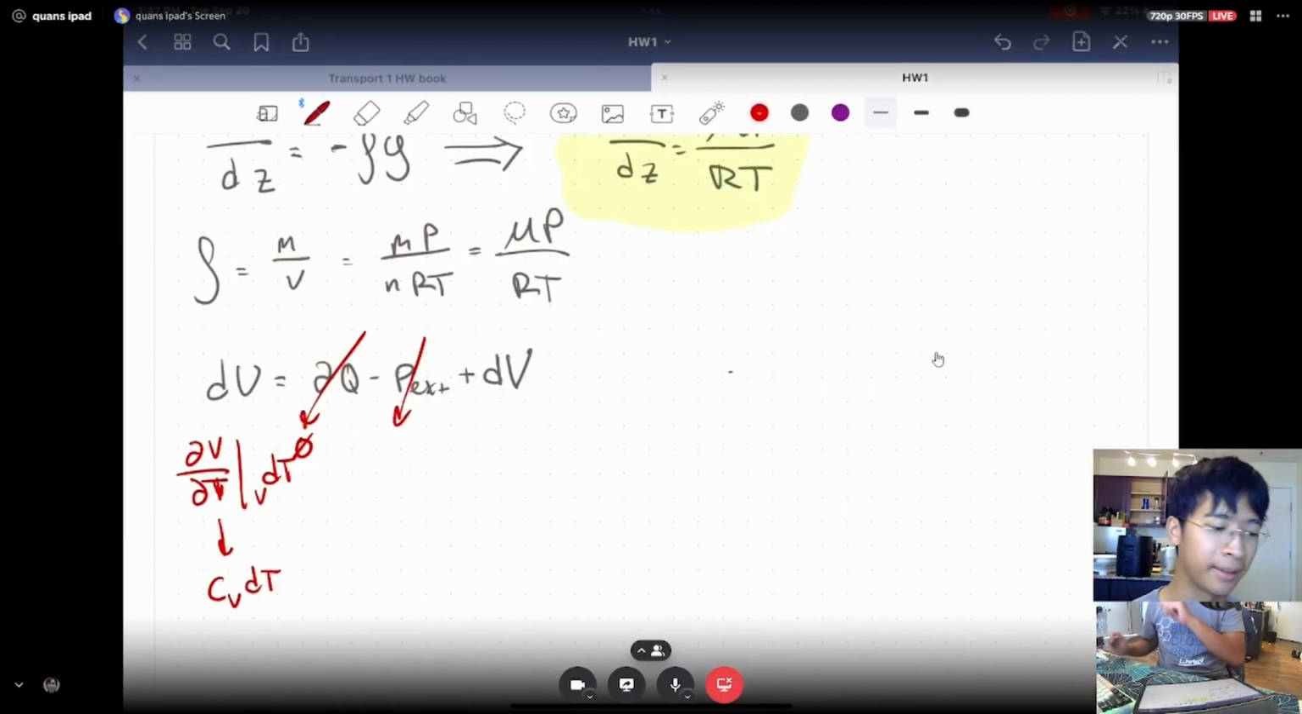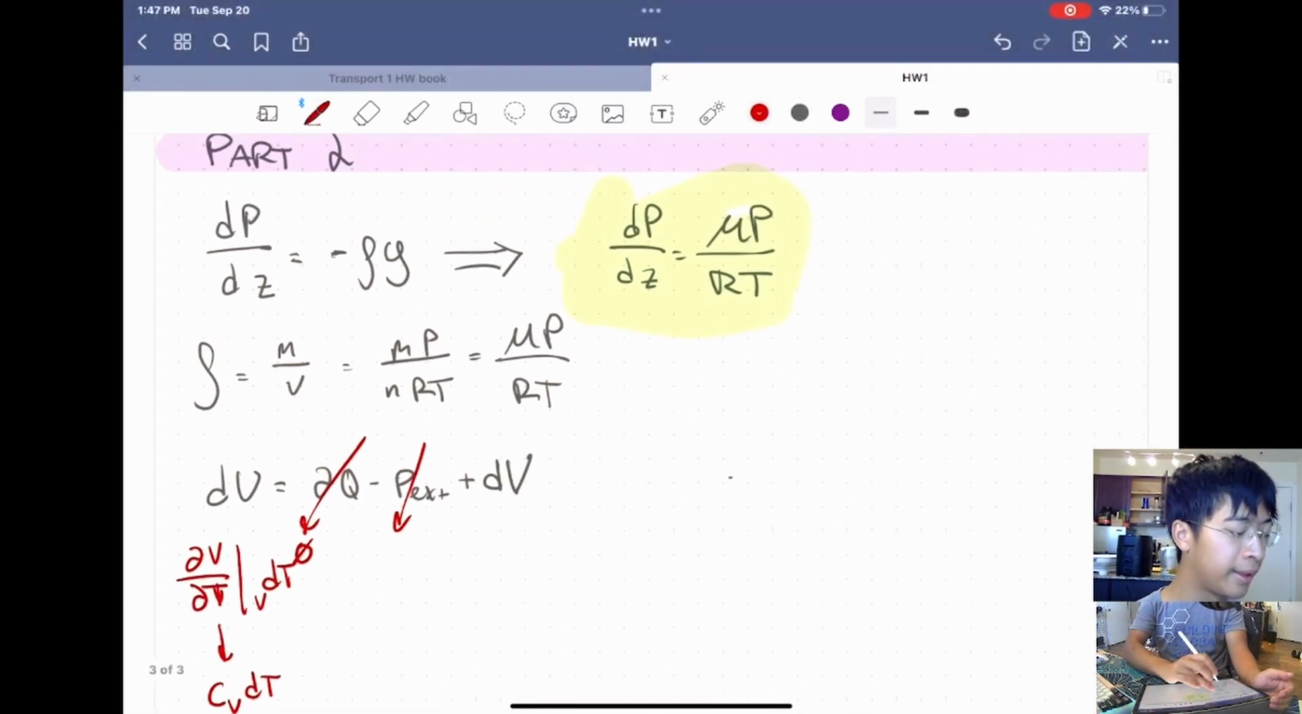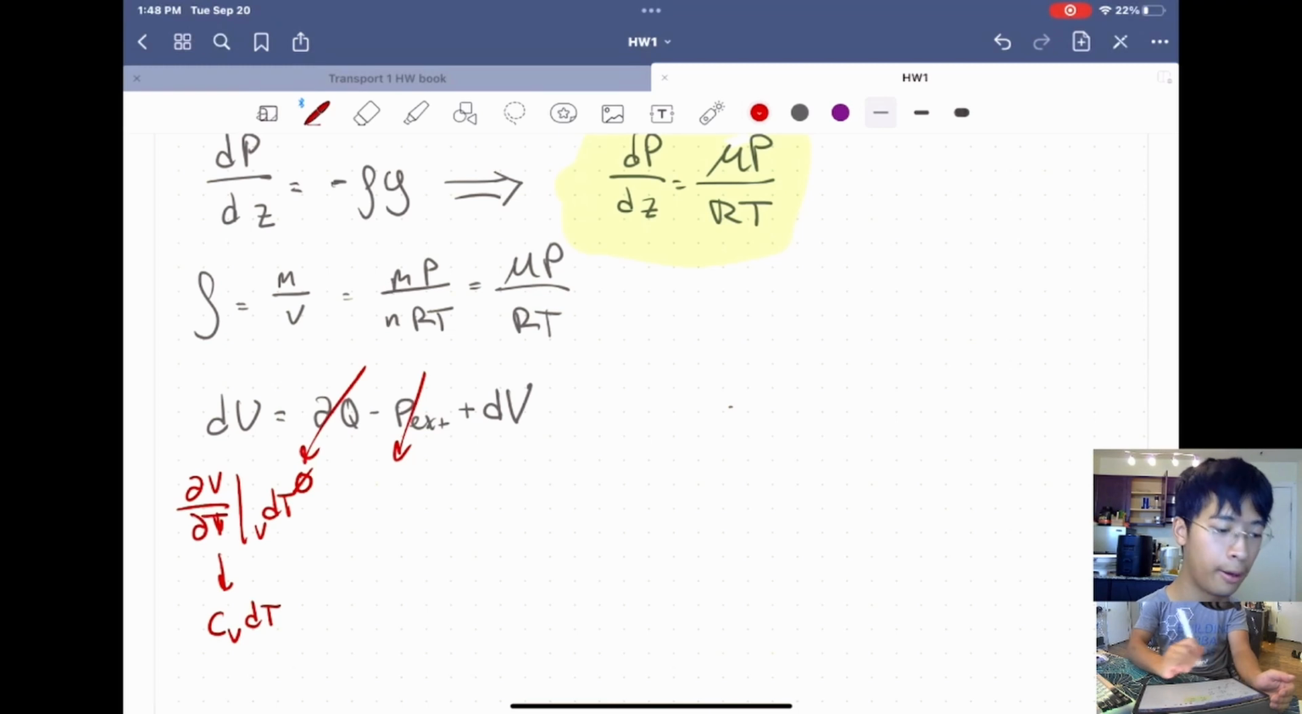And one more, we know that since it's a reversible process, the external, let me double check that my audio is recording properly. Yes, it is. We know that since it's reversible, the internal pressure must equal the external pressure. So P_ext is actually in reality just plain old P dV. Okay?